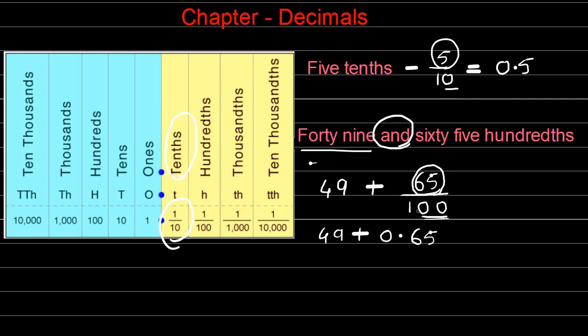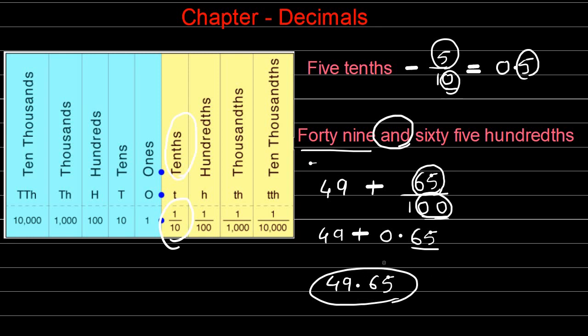So what you need to see is 100 has two zeros, so you have two decimal places. Here 10 was having only one zero, so you have only one decimal place. That's what you need to check, and once you are done with the decimal form, now you can add it like 49.65. So when they ask you this question, 49 and 6500 can be written like this.